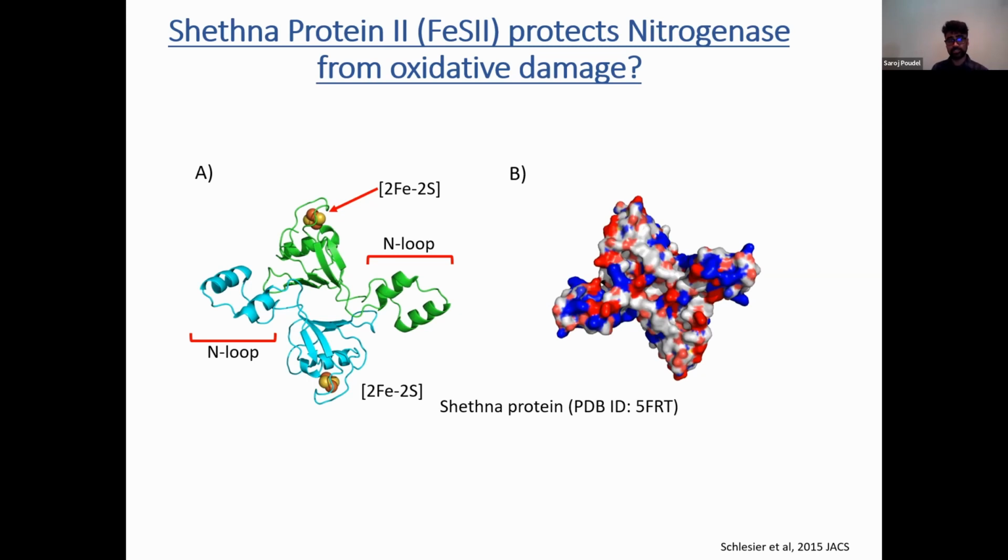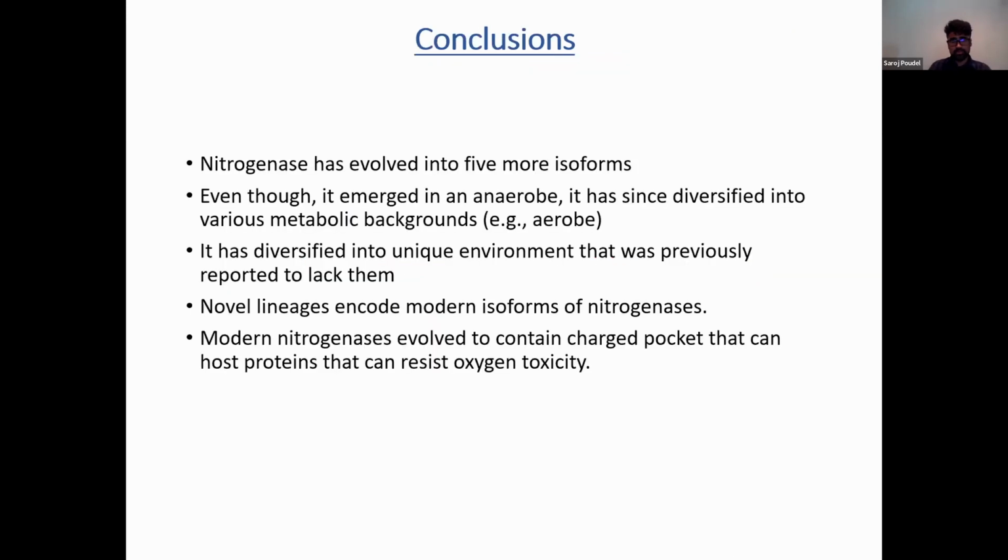But again, what this is showing is that NIF-A having this charged pocket is an indication that they're moving towards where they can function, where they can be stabilized in an oxygen environment, by binding to proteins such as Shethna proteins, right? Compared to NIF B or C or D for that matter, which could explain why they're found in aerobes or other metabolic backgrounds.